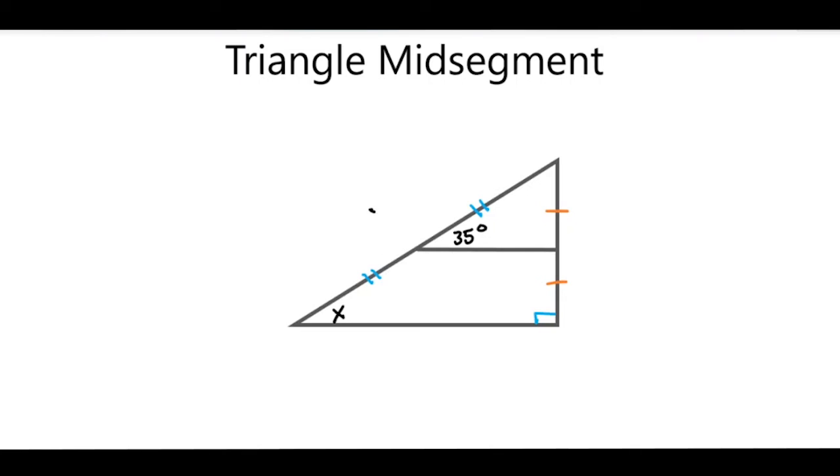So here I know that this angle is 35 degrees. And I know that our line segment here is our midsegment. So that means that this angle has to be congruent to that angle. So X is equal to 35 degrees.